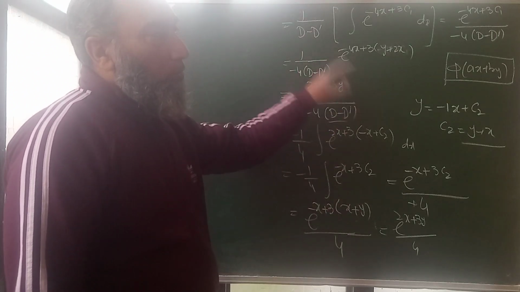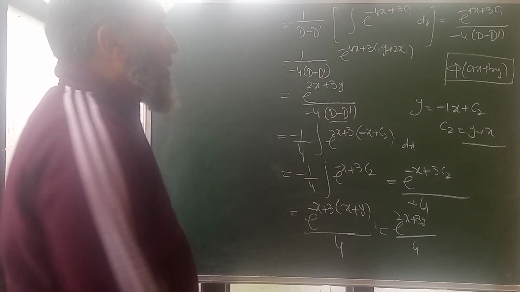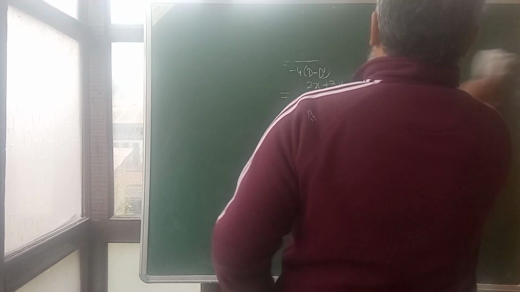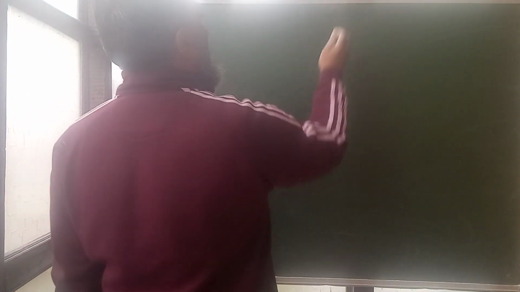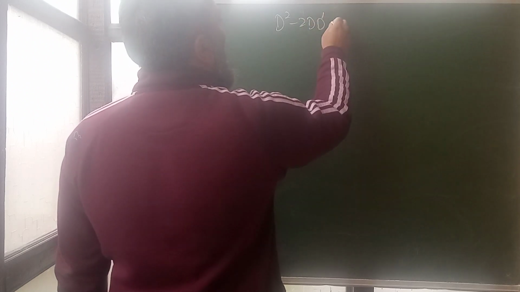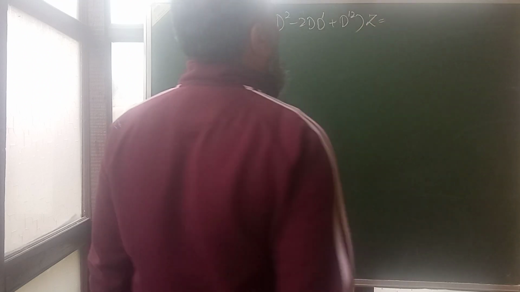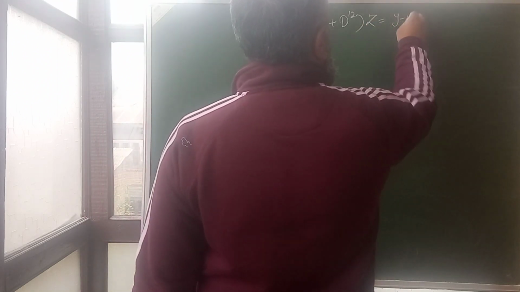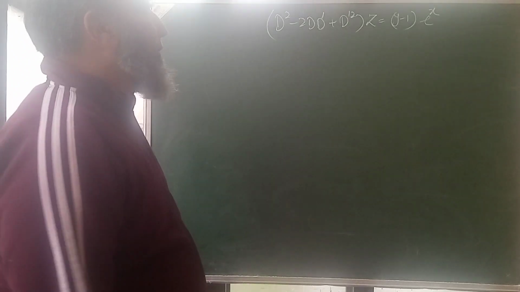However many factors you have, you have to use this formula only. Let me take one more question. Say you have d squared minus 2 d d dash plus d dash squared operating on z equal to, say, y minus 1, e raised to the power x.